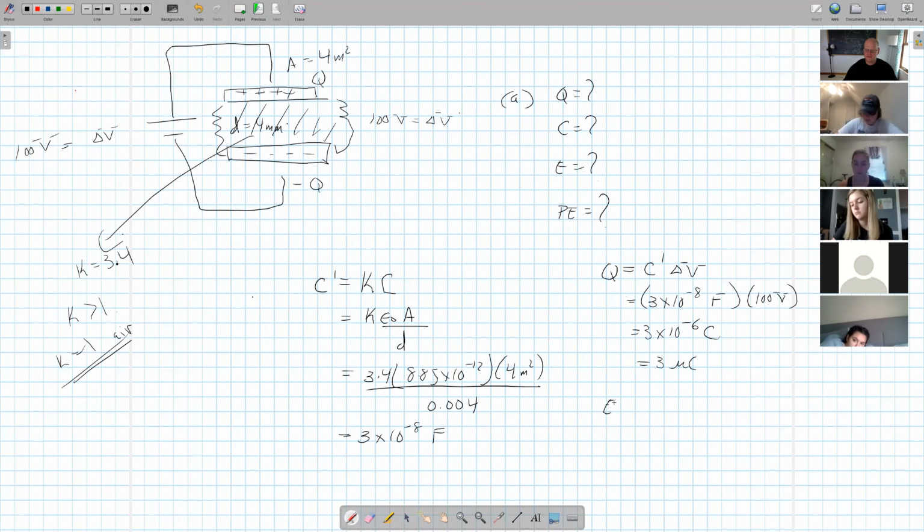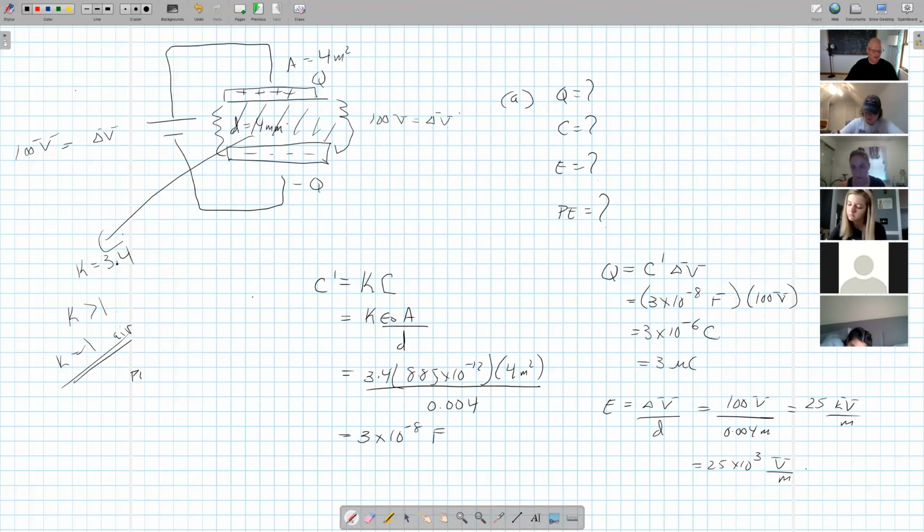Our electric field, we now know, is what? The change of potential divided by the distance between the plates. So this is going to be equal to 100 volts divided by 0.004 meters, which is equal to 25 kilovolts per meter. So it's 25 times 10 to the third volts per meter.